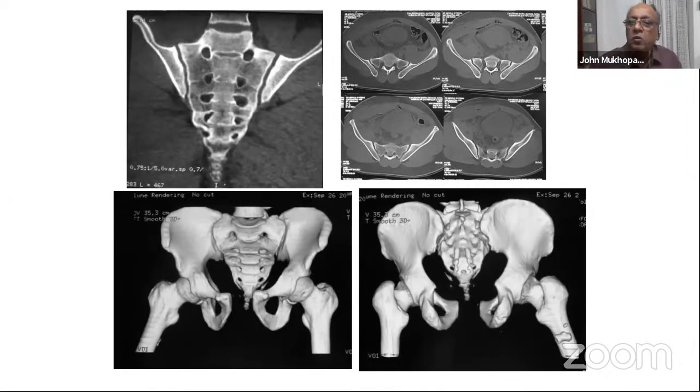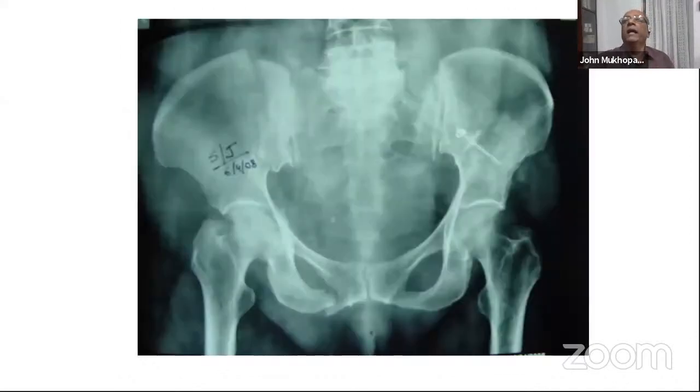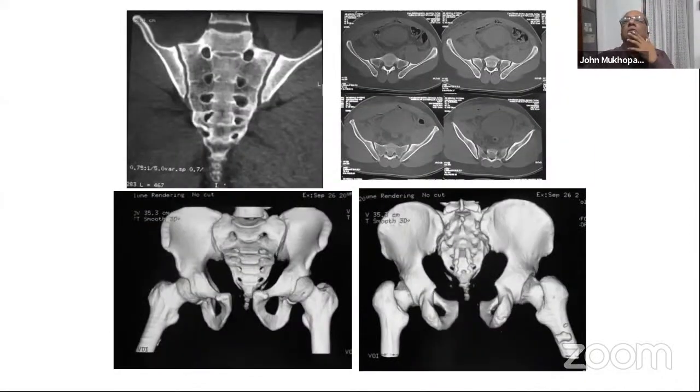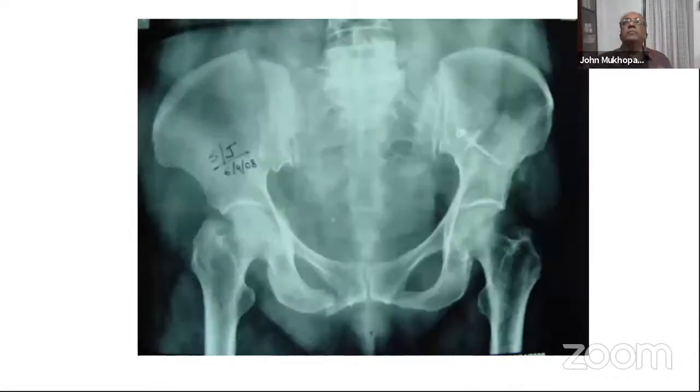Okay, so an open book type of injury. This gives you more details. It shows you the details here. The sacrum is intact. You've got an opening of the anterior part of the SI joint here. And you can also see that there's some ligamentous injury with bony avulsion from the sacrum here, involving the floor of the pelvis. So these are the details that the CT will give you.